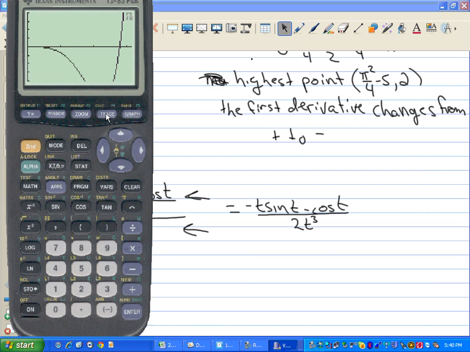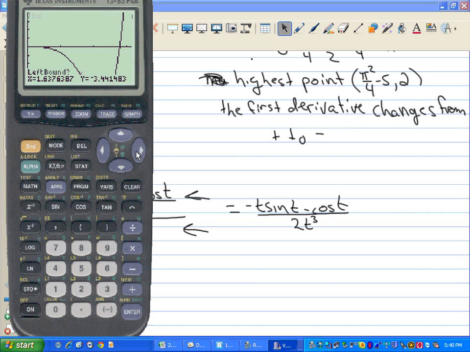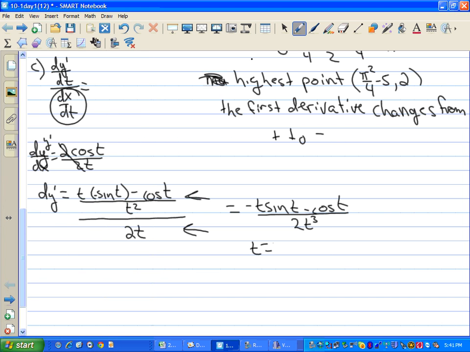So now I can go to second, calculate. We're calculating a zero. Let me arrow over a little bit until we can see the cursor again. There it is. Enter, enter on the right, take a guess. And t equals 2.798 approximately.